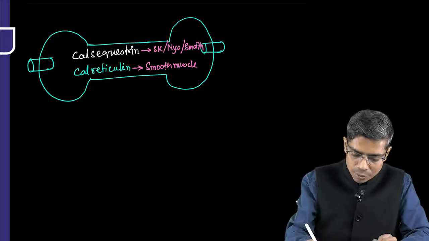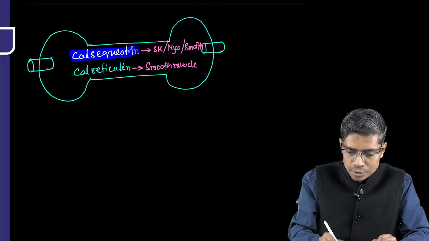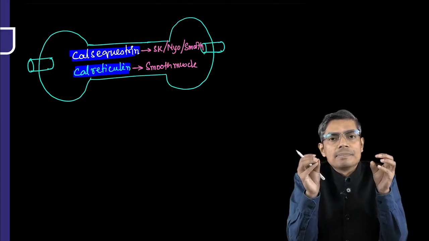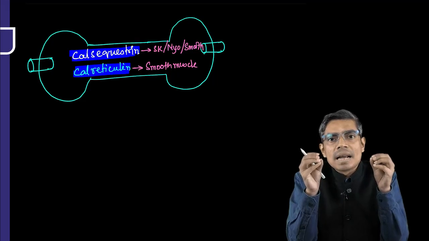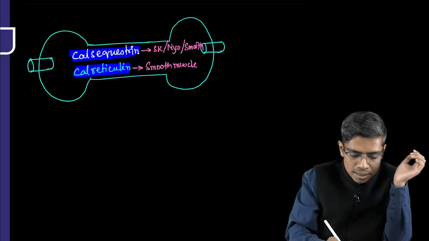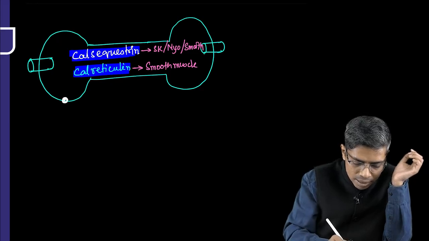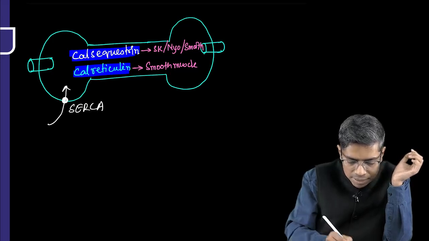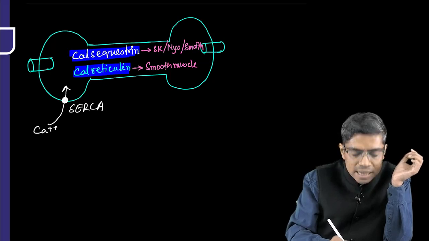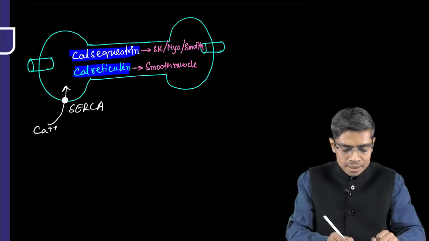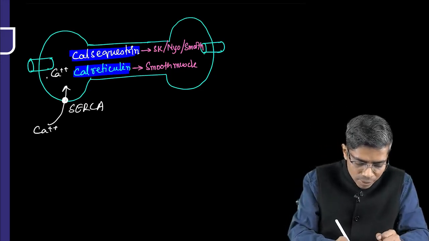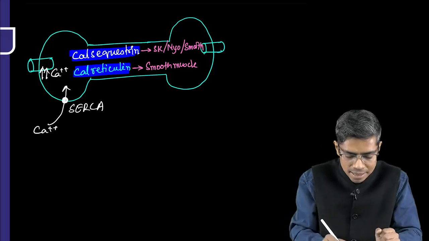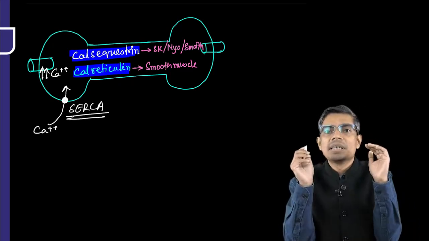So calsequestrin and calreticulin are proteins present inside the sarcoplasmic reticulum. What are they doing? These are calcium binding proteins. What do you mean by that? Just now I talked about how the SERCA pump mops up calcium from the cytoplasm into the sarcoplasmic reticulum. Now, if the calcium concentration inside the sarcoplasmic reticulum is very high, then the activity of the SERCA pump will be decreased.